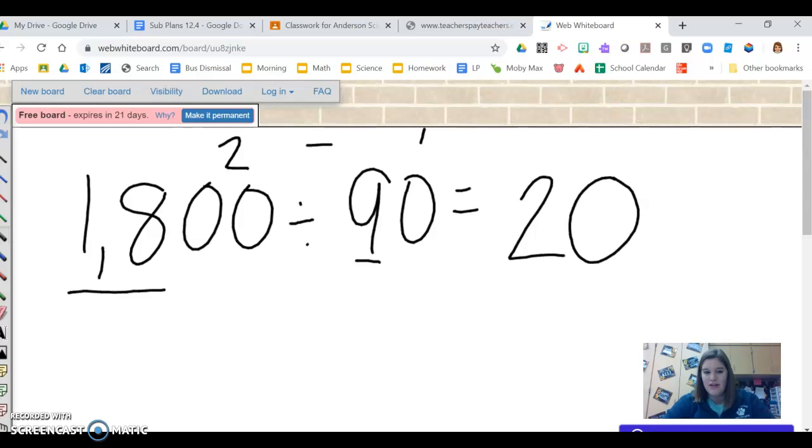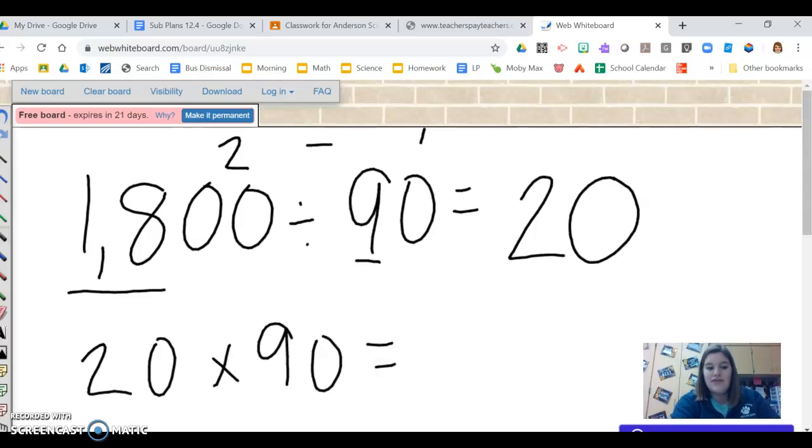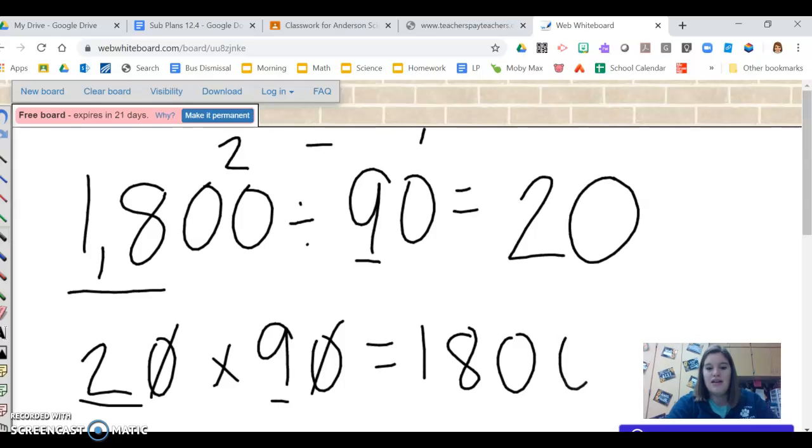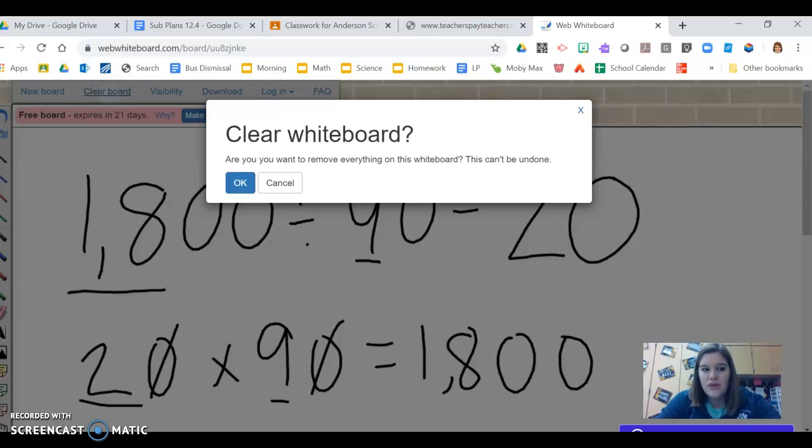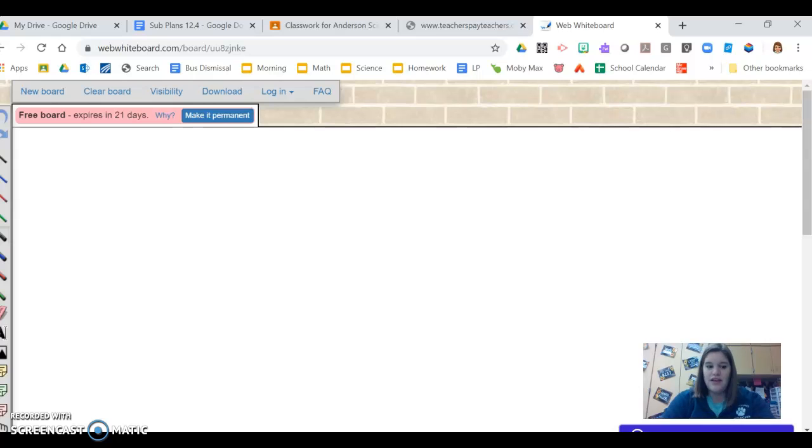And remember, if we work backwards, we can say we know that 20 times 90, if I were to solve that, 2 times 9 is 18. Add my zeros because I'm multiplying. I should get my first number, which is also called my dividend. So you can always check with multiplication. I'll do a few more examples with you.